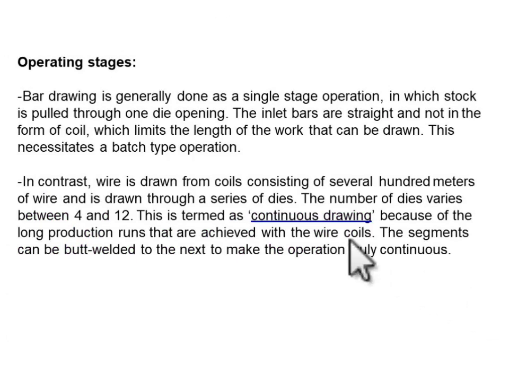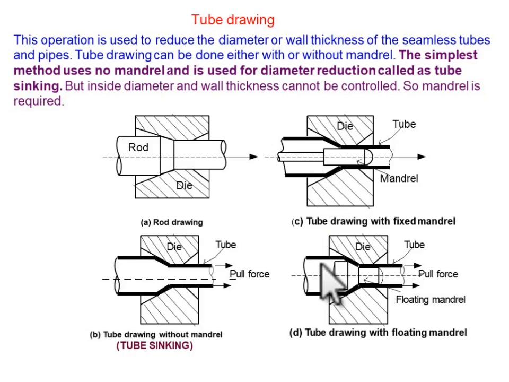So in terms of wire drawing, we have stages between 4 to 12. This is called a continuous drawing process because of the long production runs, and generally the wires are formed in coil. But if we find some fragments in the segment, then we do butt welding to make it continuous. What is butt welding? We will study it in the welding lectures.